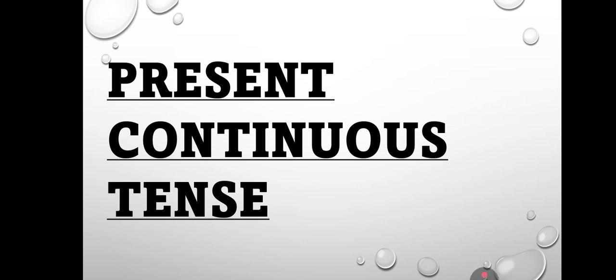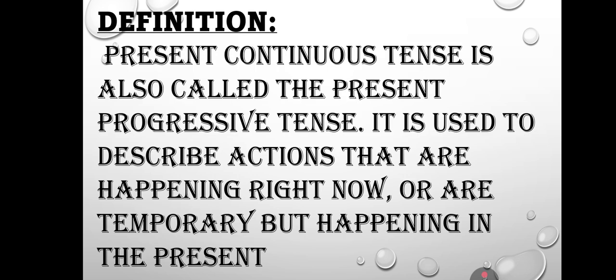In today's video, we are going to learn about present continuous tense. So let's start with the definition. Present continuous tense is also called the present progressive tense. It is used to describe actions that are happening right now or are temporary but happening in the present.